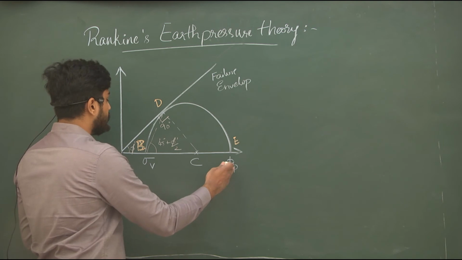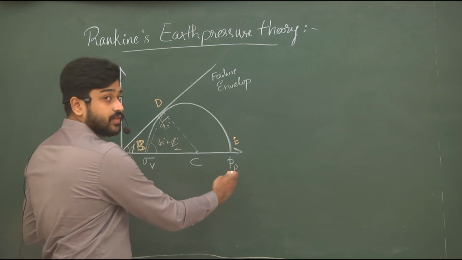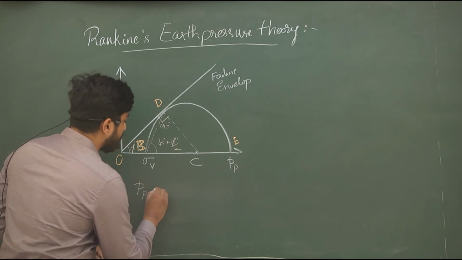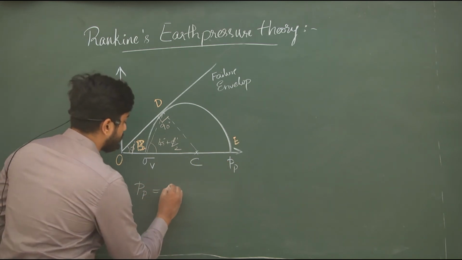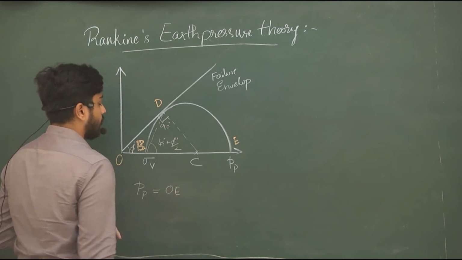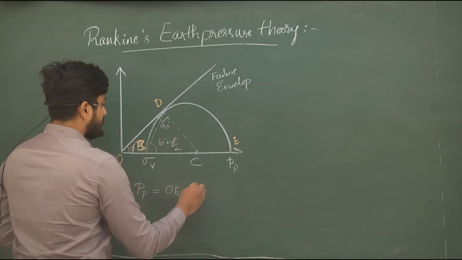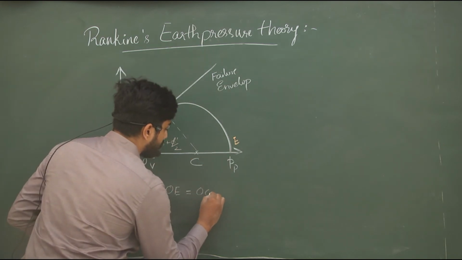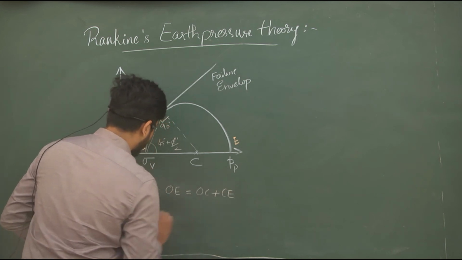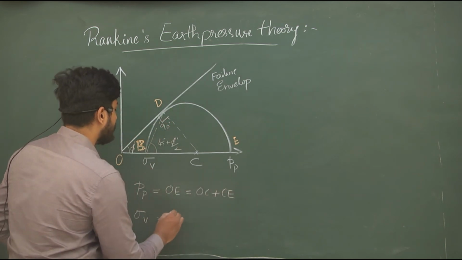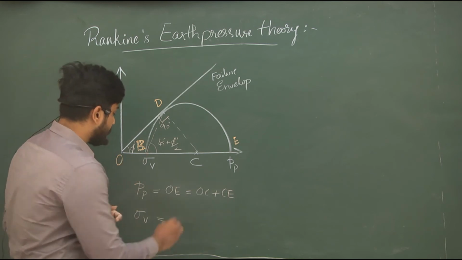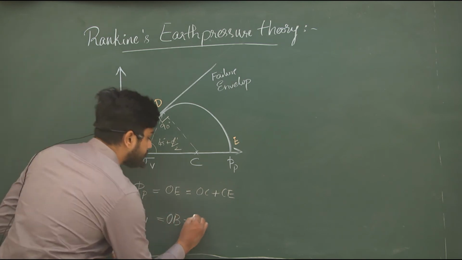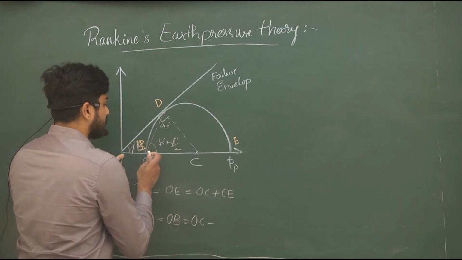Similarly, let us now try to obtain this passive earth pressure as well as sigma V. From the diagram, if you look at PP, PP is nothing but OE, which can be written as OC plus CE. And sigma V, if you consider, is OB. So OB can be written as OC minus BC.